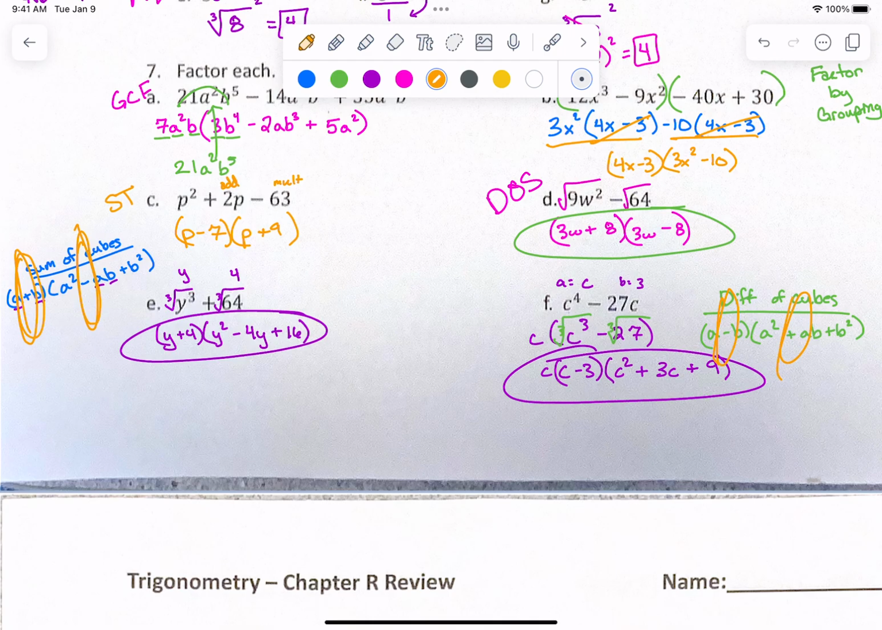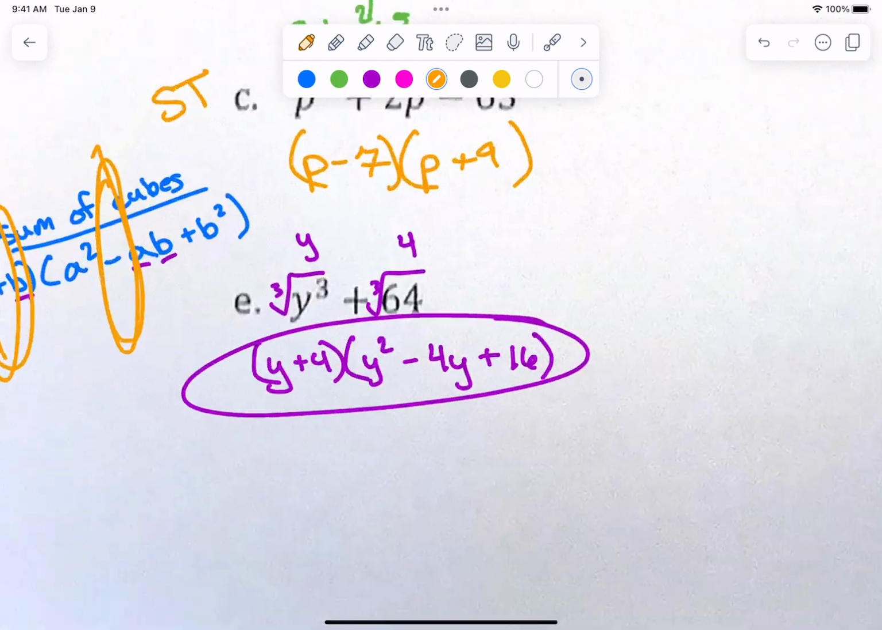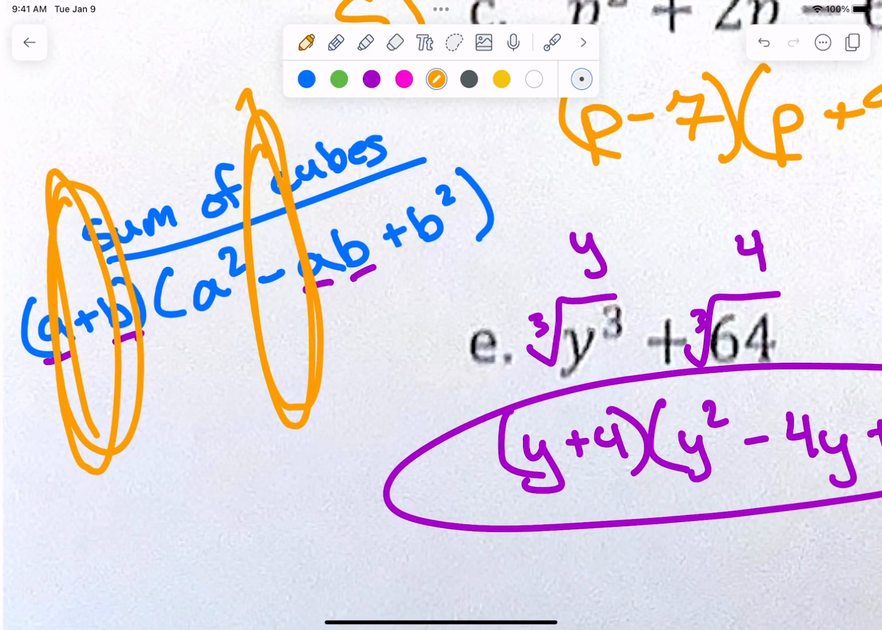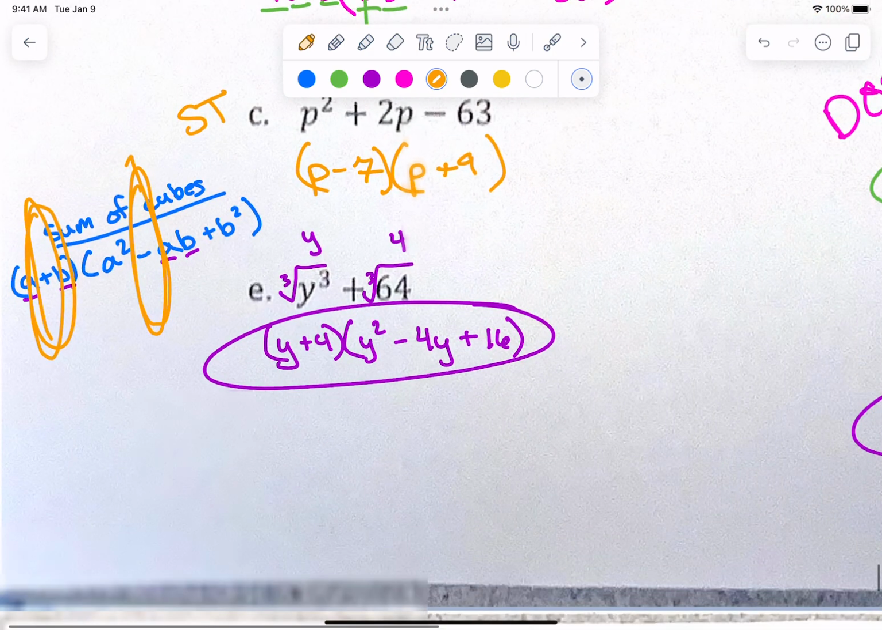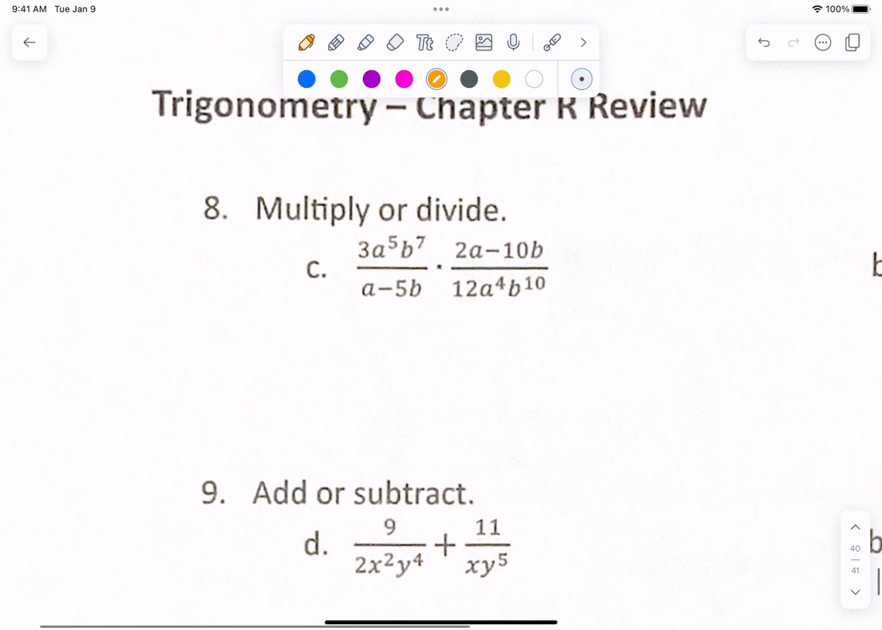Let me copy this down. Okay. Can you zoom in on the sum of cubes? There he is. Okay. We're on to A squared minus AB plus the B squared. And then how much are we going to get? The cubic root and the cubic root, and you had what? Y and 4. Then you had Y plus 4. Okay. Look at it. We'll get you caught up here in a second.